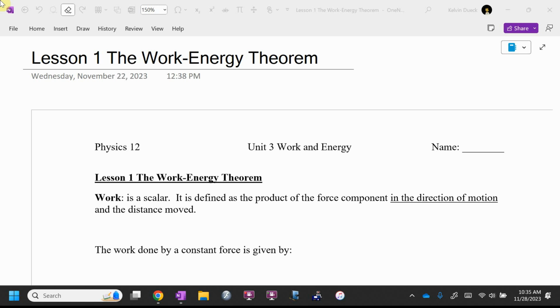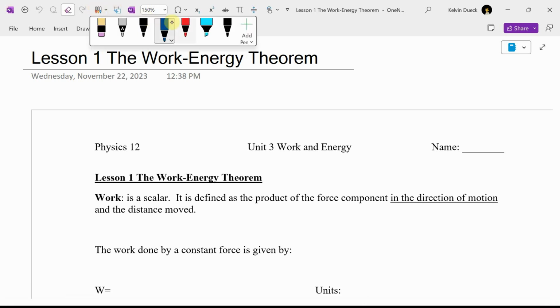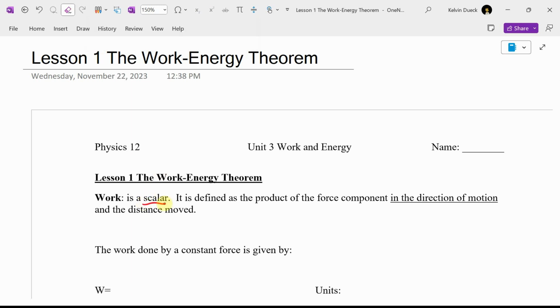We want to talk about work. Work, first of all, it's a scalar. Part of the problem with the word work is it's an English word. People associate work with getting tired. In physics, work has a very specific meaning.